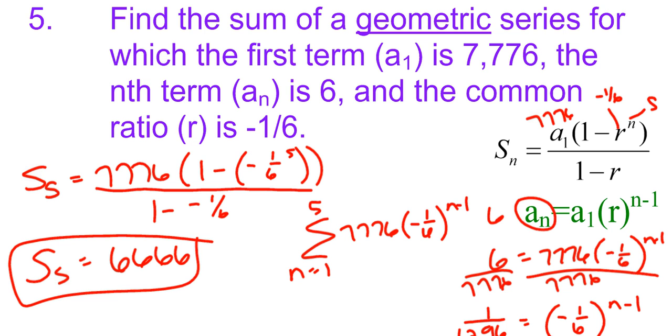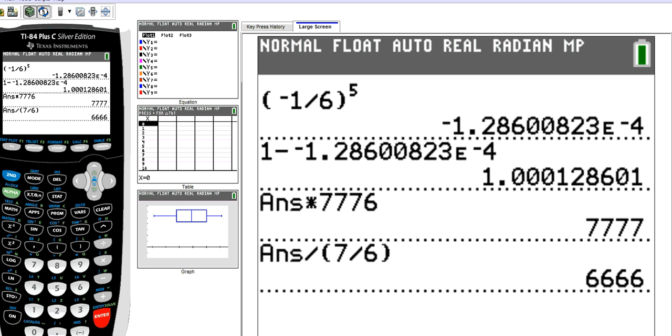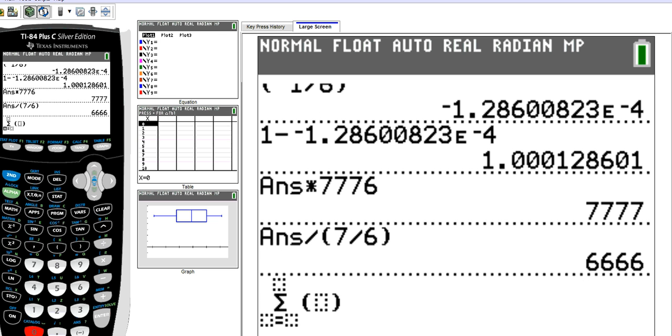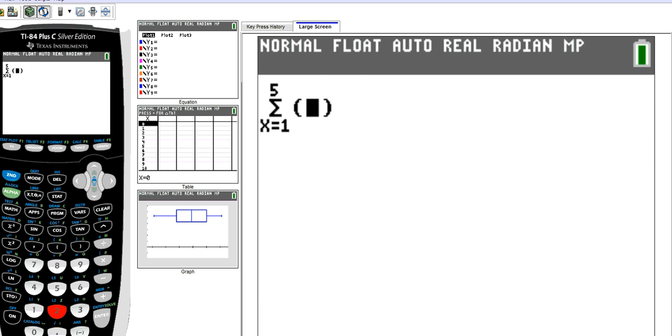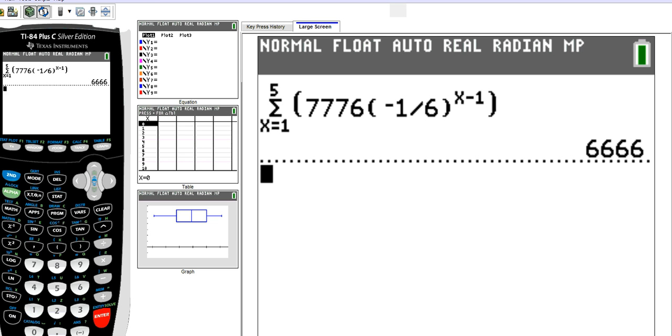There's my work. On my calculator, I'm going to go math 0, x 1 to the 5th. Oops. I made it push enter. 7776 parenthesis -1 divided by 6 parenthesis raised to the x minus 1. There we go. When I hit enter, I get 6666. So either way you do it, you get the same answer. And if it doesn't make you do it a certain way, you can choose any way you want. Okay, that's kind of the bulk of the lesson.